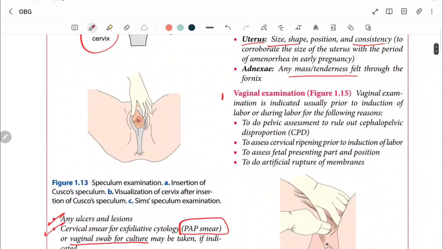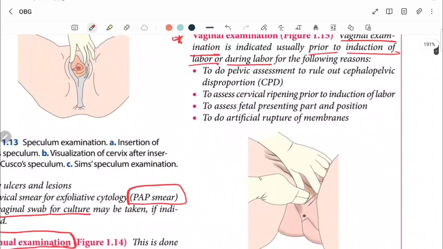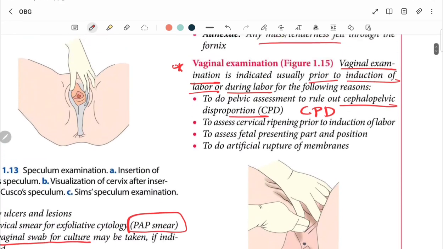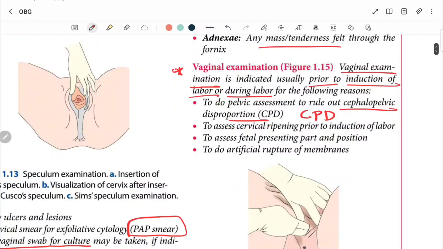Now next, moving on to vaginal examination. Vaginal examination is indicated usually prior to induction of labor or during labor for the following reasons. First is to do a pelvic assessment to rule out cephalopelvic disproportion. So in order to rule out cephalopelvic disproportion, you do a vaginal examination.